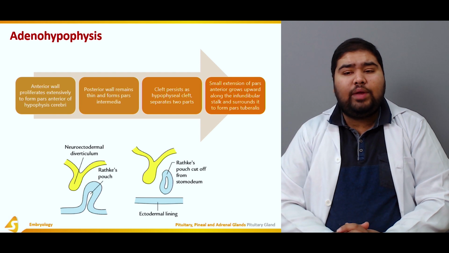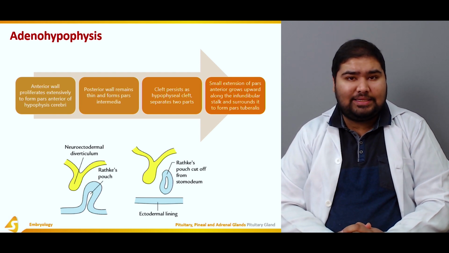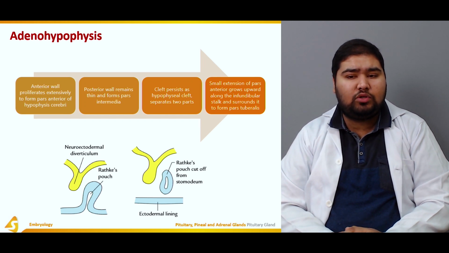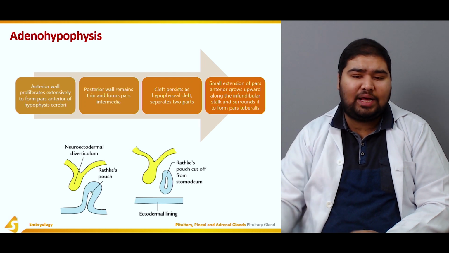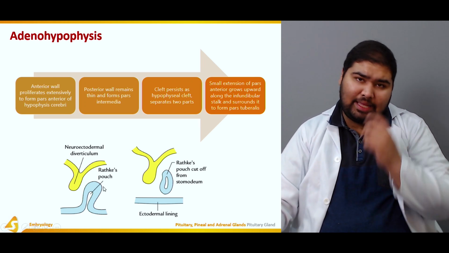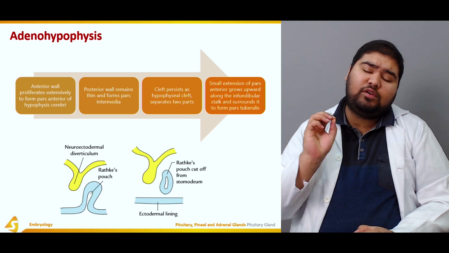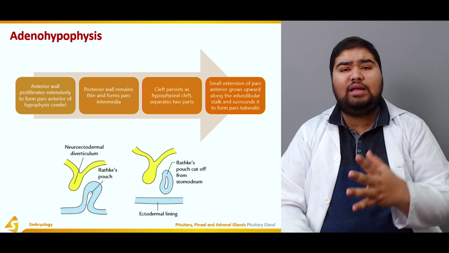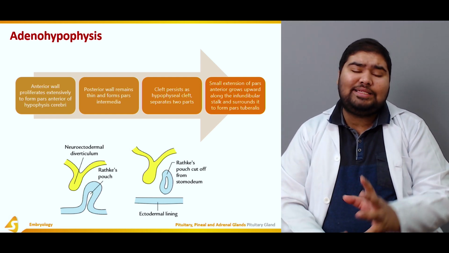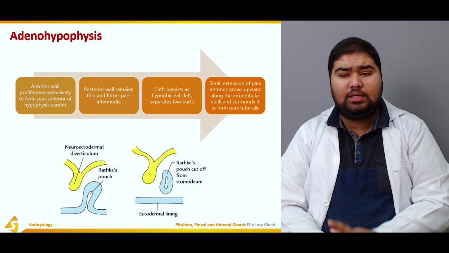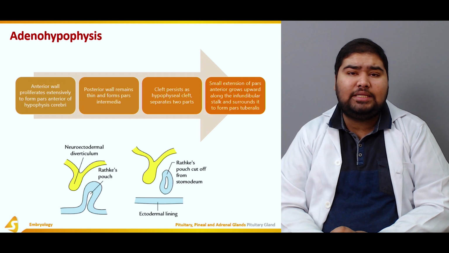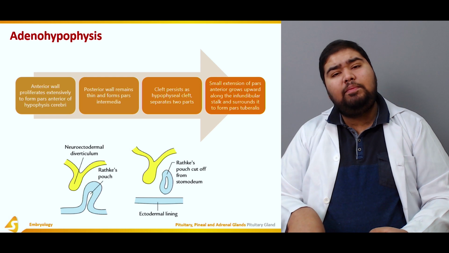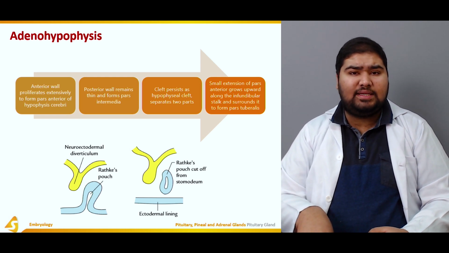Now moving on, we have small extensions of pars anterior that grow upward along the infundibular stalk and surround it to form the pars tuberalis. So the upper portion of the pars anterior goes upward and forms small diverticulums or small outgrowths towards the infundibulum or the stalk, and these outgrowths tend to surround this infundibulum and are known as pars tuberalis. So this is how the three parts of the anterior part of the pituitary, that is adenohypophysis, are formed.